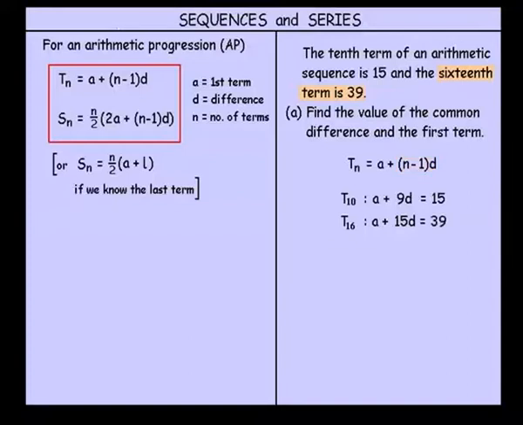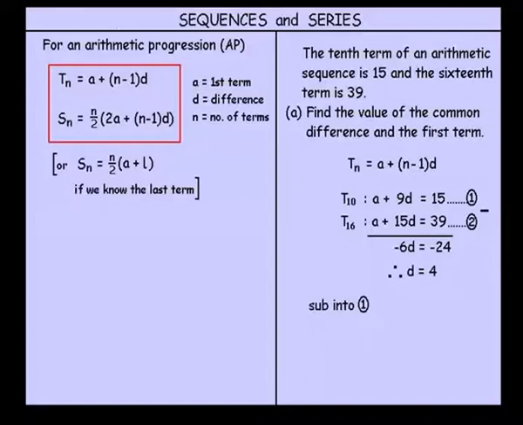Very good. At this stage then, a couple of simultaneous equations, we'll call them 1 and 2. So we're going to subtract, and because we do that, we'll get rid of the a's. So a minus a, that's gone. 9d minus 15d gives us minus 6d. 15 take away 39 equals minus 24. So let's solve that. Minus 6d equals minus 24, works out therefore d is equal to 4. So we found the common difference.